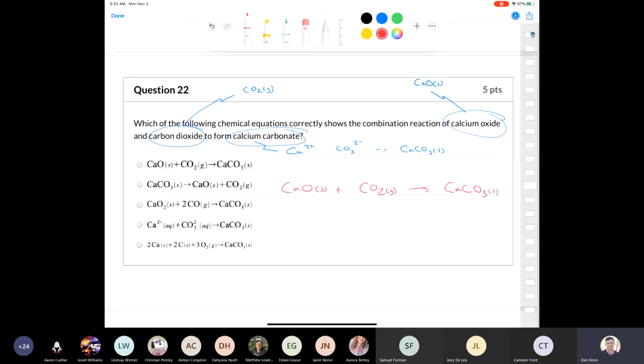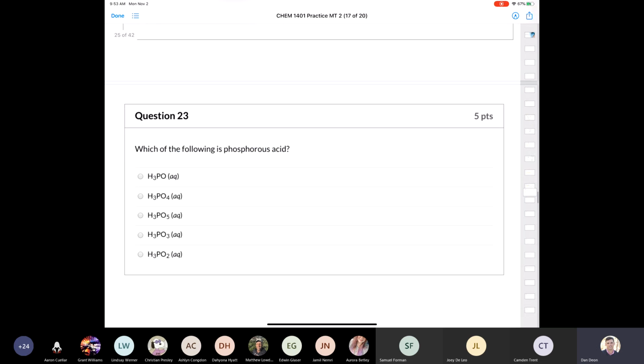Is it balanced? We've got one calcium, 3 oxygens, and 1 carbon. There we go, perfectly balanced. And so now we look for that in here, and it's the first one right there. So there's our answer.